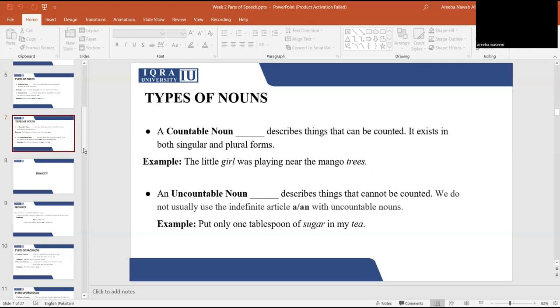Countable noun is pretty much obvious from the name. Anything that you can count. It exists in both singular and plural form. The little girl was playing near the mango trees. Here, little girl is a singular thing and mango trees is a plural.